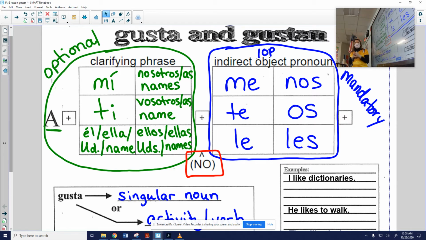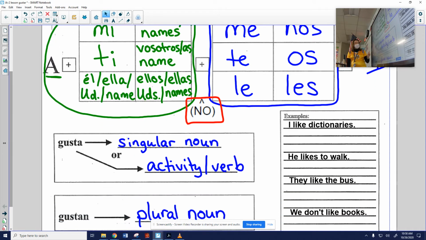We can't mix and match them, it would sound funny. So you can use this like a formula. A plus a clarifying phrase, and these are optional. You can leave off a in the clarifying phrase. A, me, the word no if you need it, me, and then either gusta or gustan, depending on if the thing you're liking is singular, is a plural, or is it a verb.